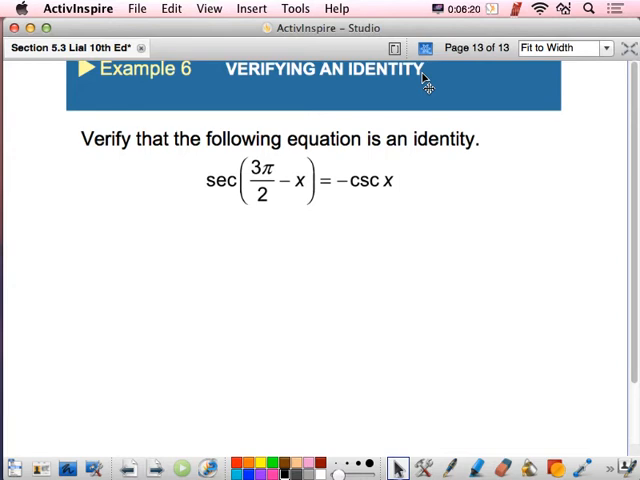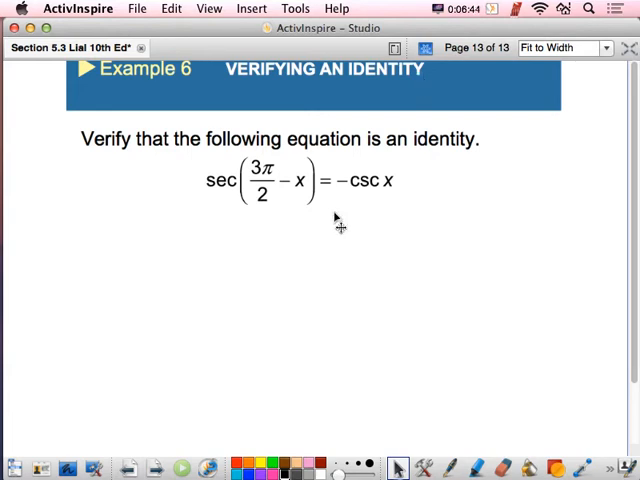Okay, so I know you thought you were finished verifying, but you were wrong. There will also be verifying at the end of this unit test. So, we would like to verify the following equation. We know that the secant of 3π/2 minus x has to equal the negative cosecant of x. Which side should we start on? Left. I think the left, yeah, definitely.